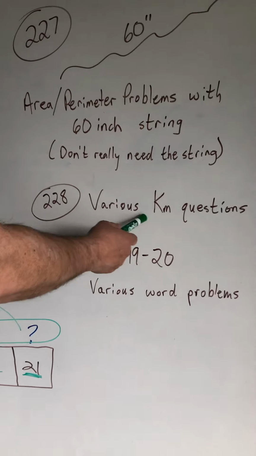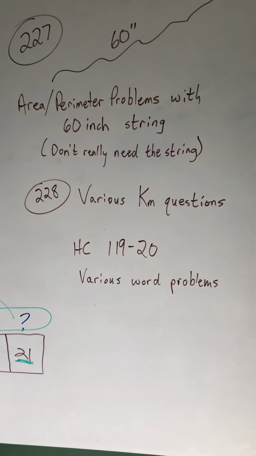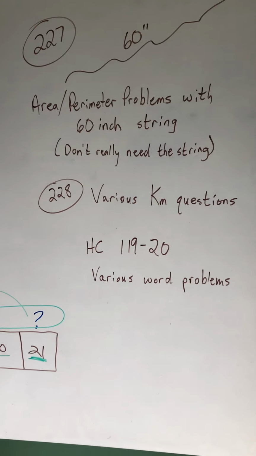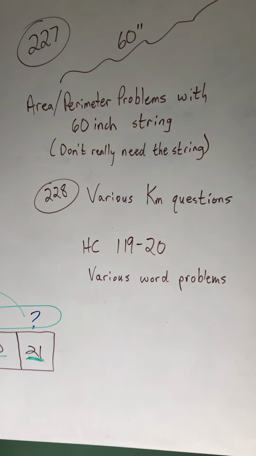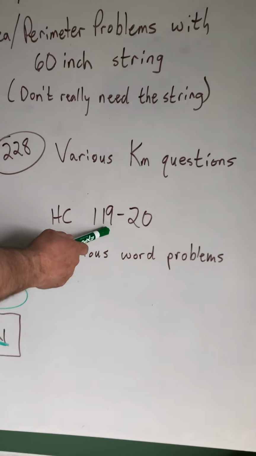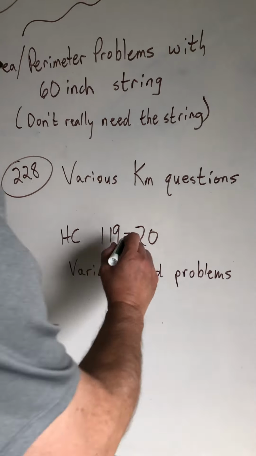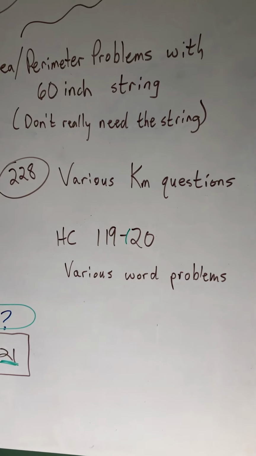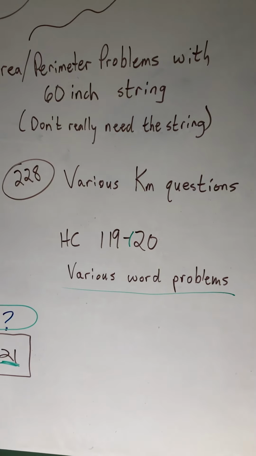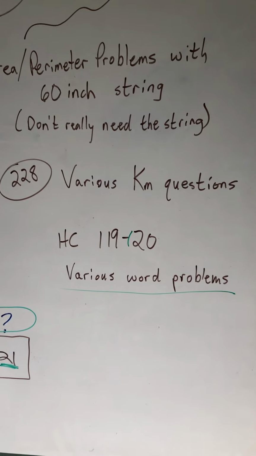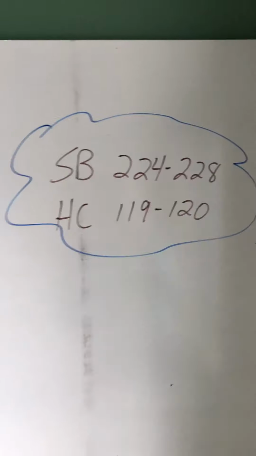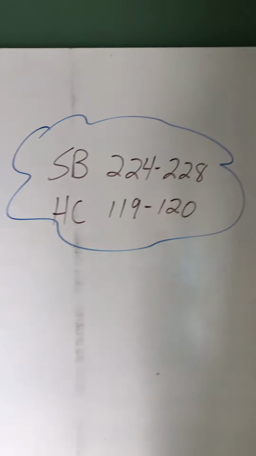So, 228. These are just various kilometer questions, okay? So many kilometers, and then you might have to subtract some and things like that, but it's right up your alley. I'm not too worried about that. Then, when you get to home connections, 119, that's supposed to be 120. 119 through 120, these are just various word problems, just practice word problems, and I don't think you'll have any problem with that either.